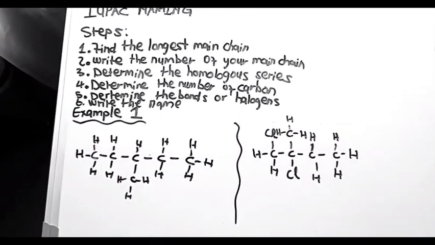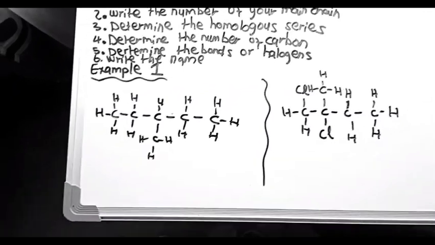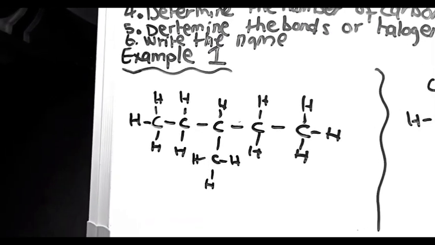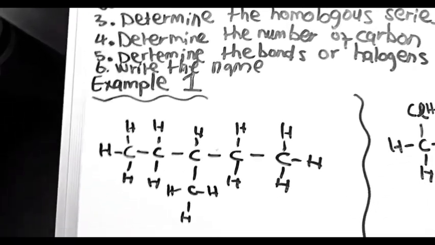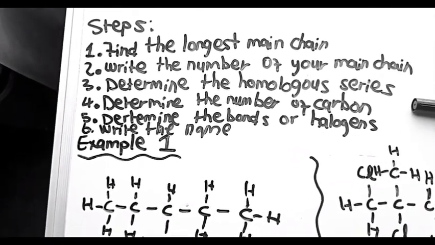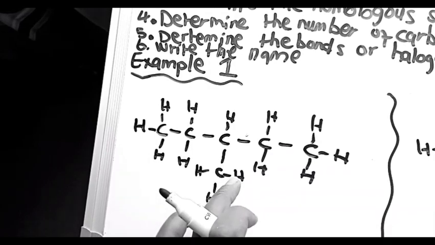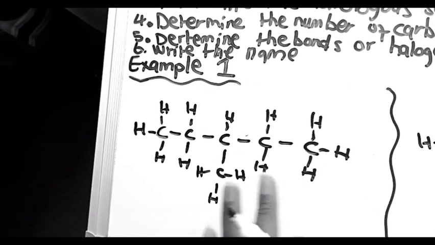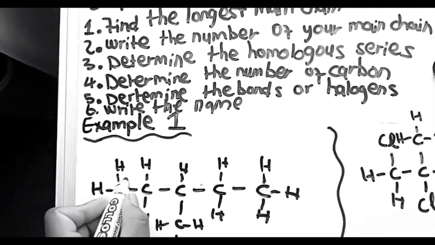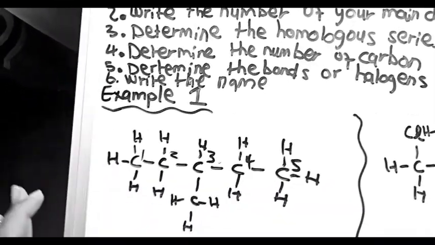So we have two examples here, example 1 and example 2. On the first structural formula, we're going to try and name it. The first step says you have to find the longest main chain. You have 1, 2, 3, 4, 5, 1, 2, 3, 4. So you can see that our longest main chain is 5. So you can write it as 1, 2, 3, 4, 5, just for guidance.